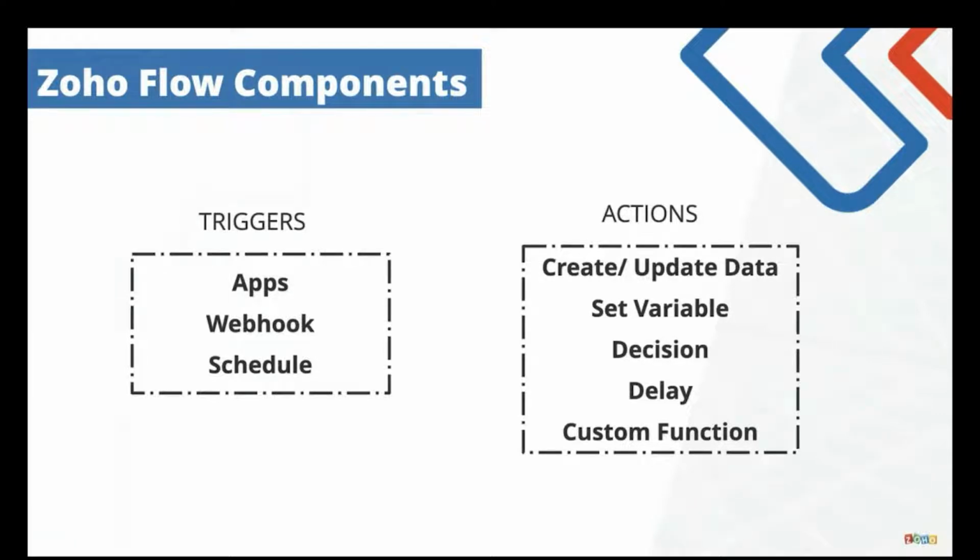So you want to reroute the flow pattern, say based on some kind of status decision. When the status is delivered, you want to do some set of actions. When the status is in progress, you want to do some set of actions. So all that decision making is also possible using an action called decision.